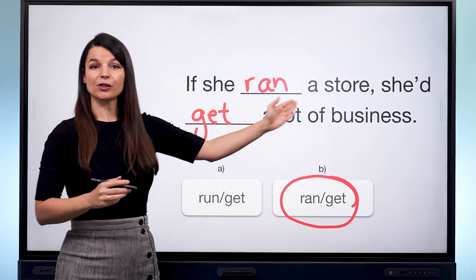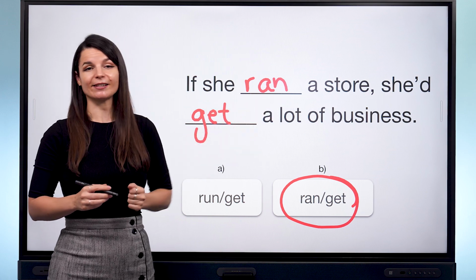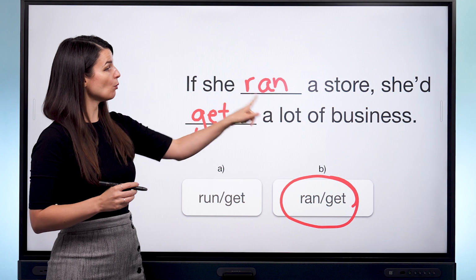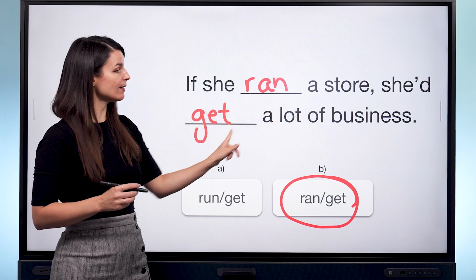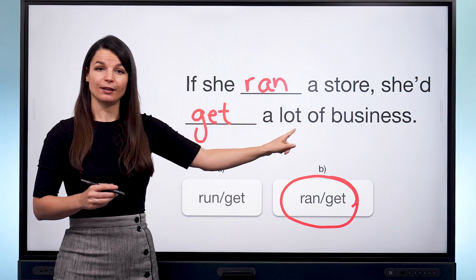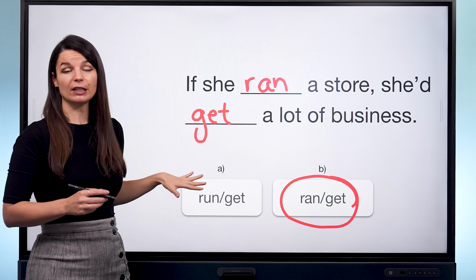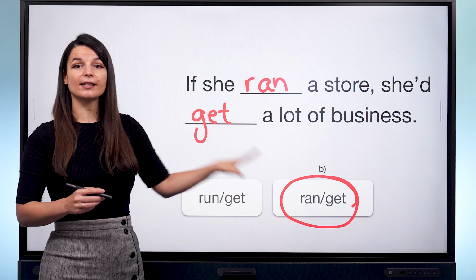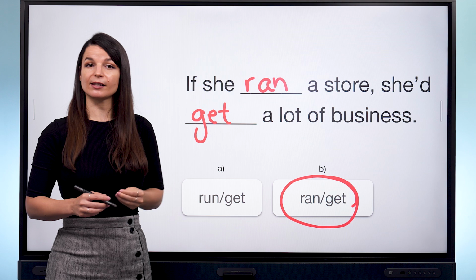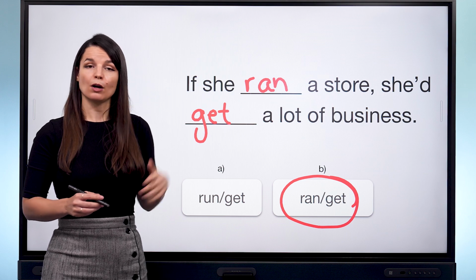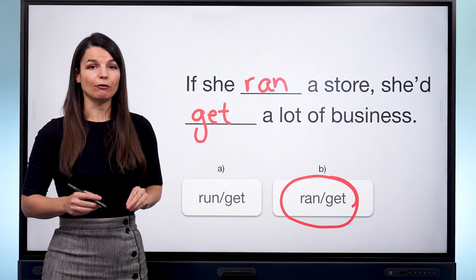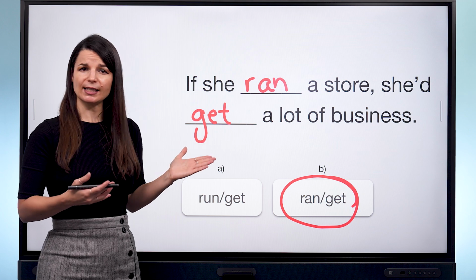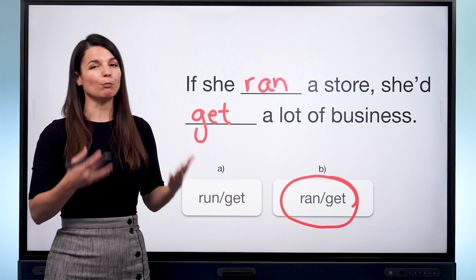If she ran a store, she'd get a lot of business. While both answers have the correct form for get, only the second has the correct past simple form for ran. Run is the bare infinitive form, and you can't form this kind of sentence with a bare infinitive verb in both places.